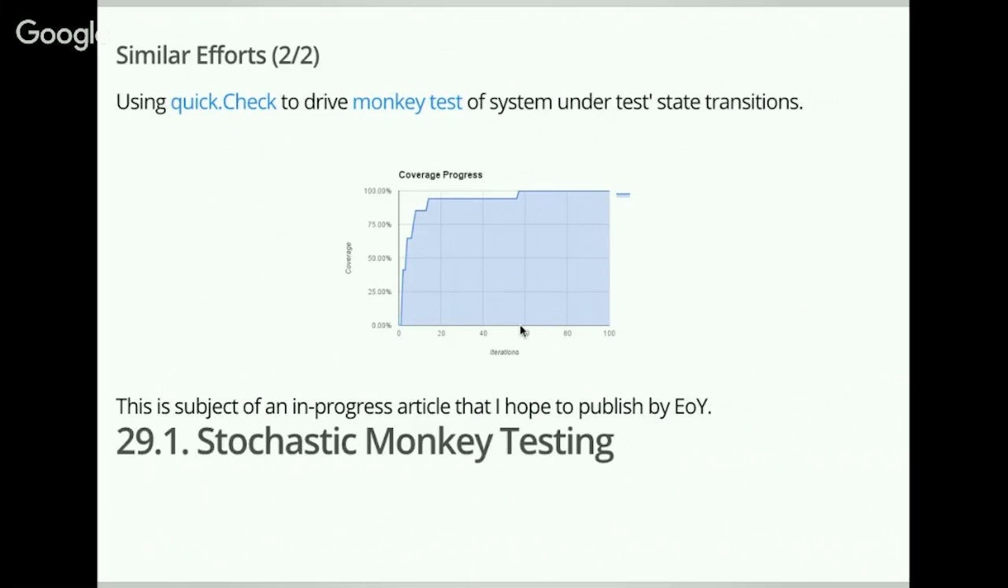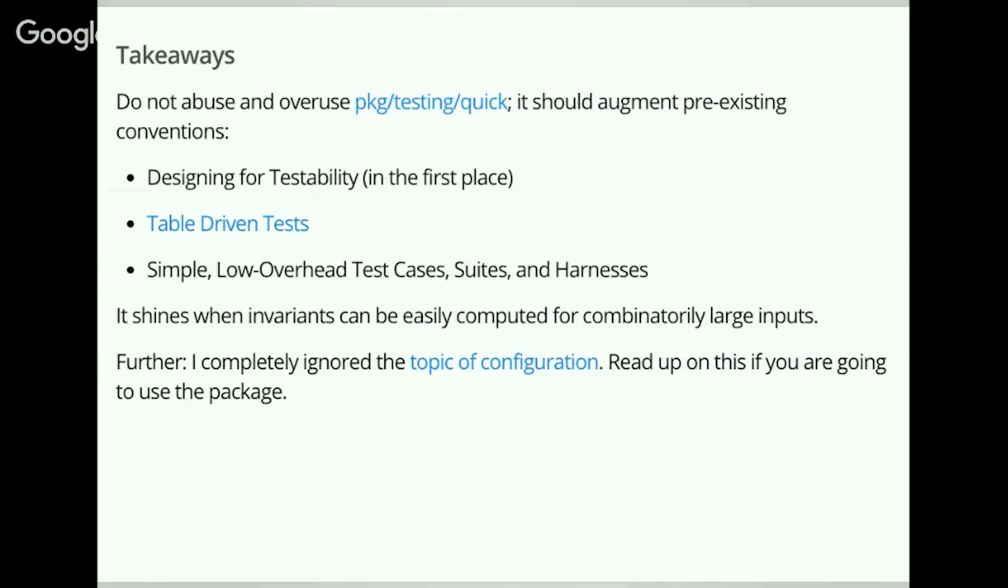I have an article that's about halfway done talking about what I did here and how I did it. I don't think it's all that useful, but maybe some people who've authored complex systems might appreciate it. So, takeaways. If you're already testing with Go, great. This is just another thing for your tool belt. Don't abuse it. Don't overuse it. I showed you a lot of mundane features here.